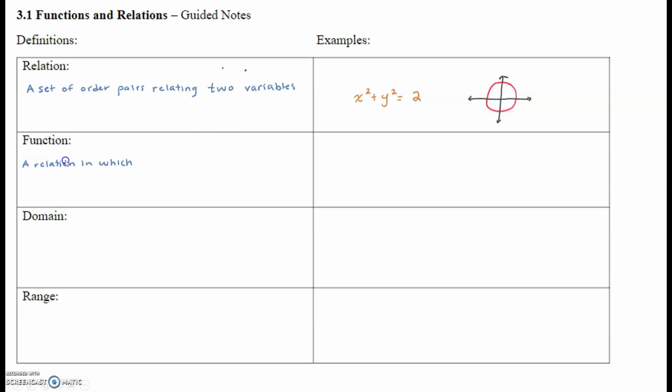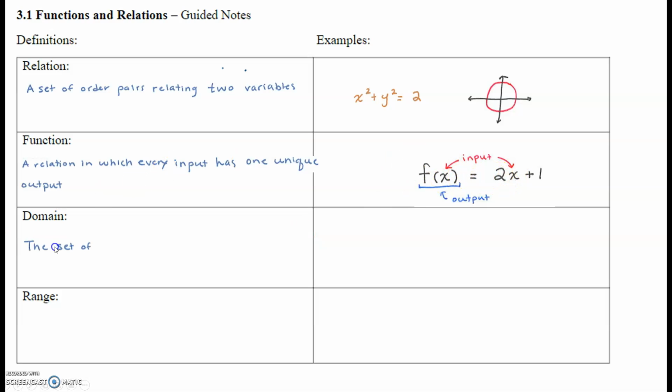And then a function is a relation in which every input has one unique output. So here is a function. So f of x equals 2x plus 1. So here's the output and here's the input. So x is our input. And so anytime we put in one number here, we're going to get one output. If we plug in 2 here, we shouldn't get two different answers. We should only get one.